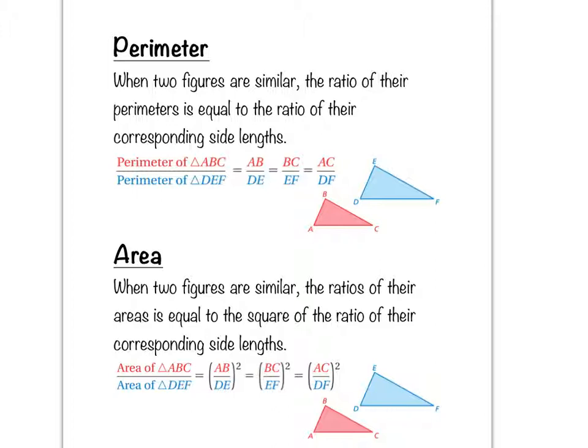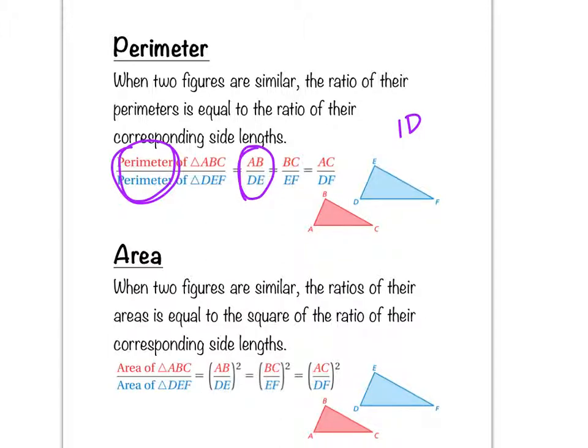So perimeter, we said that the ratio of the side lengths is equal to the ratio of the perimeters. And the reason they're equal is because perimeter is one-dimensional. It's a distance. So if you know the ratio of the distance of the side lengths, then you know the ratio of the distance around it, and they're equal.